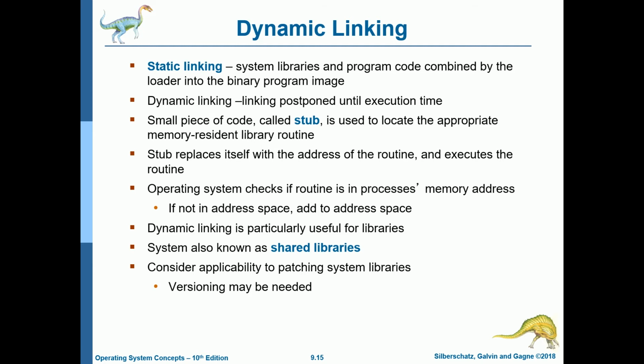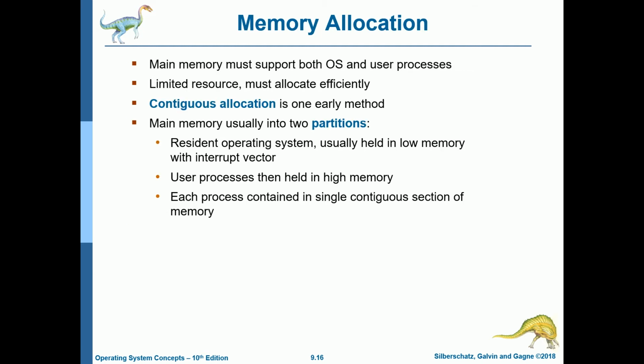The main memory must accommodate both the operating system and various user processes. We therefore need to allocate main memory in the most efficient way possible. One possible method of doing this is called contiguous memory allocation. The memory is usually divided into two partitions, one for the operating system and one for the user processes. We can place the operating system in either low memory addresses or high memory addresses. This decision depends on many factors, such as the location of the interrupt vector.